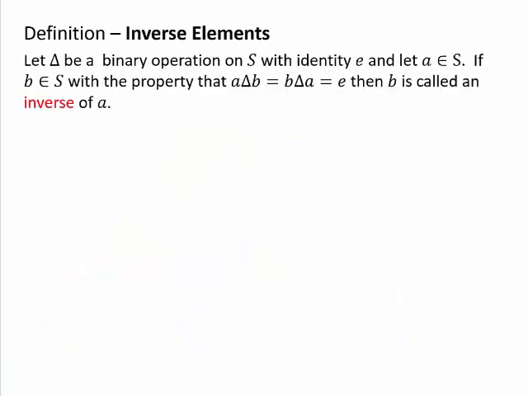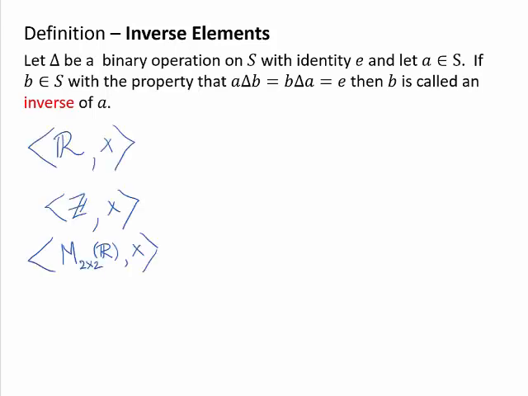Here we define inverse elements. Let delta be a binary operation on S with identity E. And let A be some element of S. If there is a B in S with the property that A delta B equals B delta A equals E, they commute, both ways give you E, then B is called an inverse of A, a delta inverse of A.